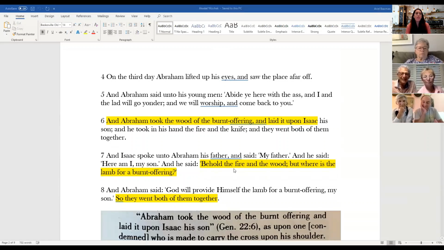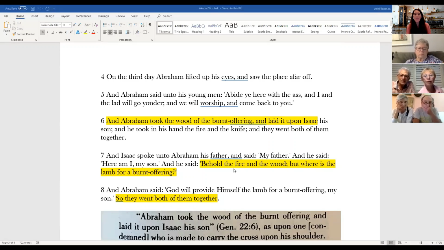On the third day, Abraham lifted up his eyes and saw the place afar off. And Abraham said unto his young men, abide ye here with the ass, and I and the lad will go yonder, and we will worship and come back to you. So now Abraham is going off alone with his son. And Abraham took the wood of the burnt offering and laid it upon Isaac, his son. And he took in his hand the fire and the knife, and they went both of them together.